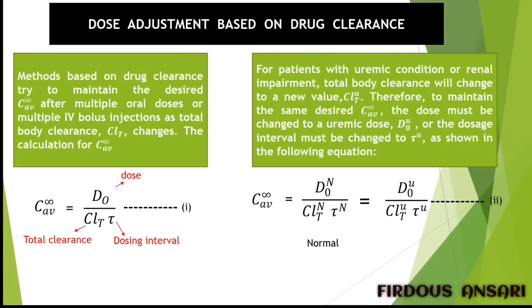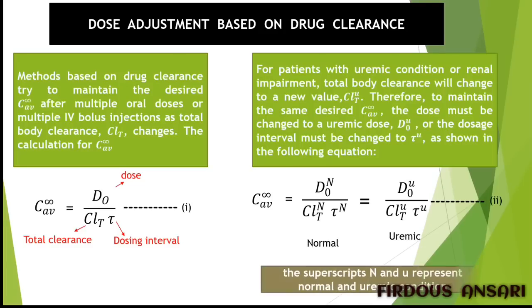This equation is for a normal individual, this is for a uremic patient. The superscripts n and u represent normal and uremic conditions, and what we want is that the average plasma concentration for normal should be equal to that of the uremic condition. And to do so, what we need to do? We need to do the dose adjustment in the uremic patient. So we are rearranging this equation number 2 to calculate the dose in the uremic patient, and we'll have an equation somewhat like this. Let it be equation number 3.